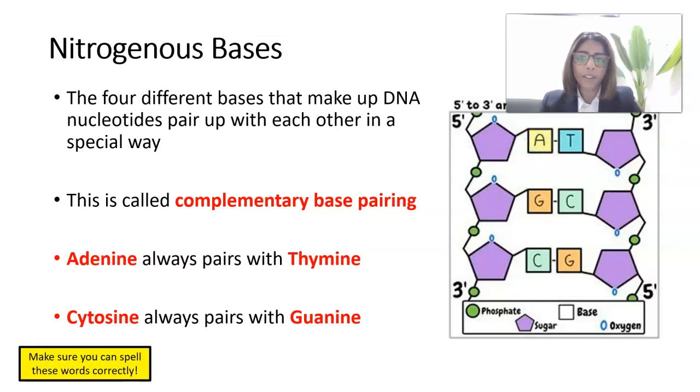Now, it is really important that you're able to spell these words correctly. You're no longer in junior school. It's not good enough to say A, T, C, and G. You must be able to spell these words. Please try your best to use the correct spelling. You won't be penalized for misspelling one letter or 2, but try and get it correct as far as you can.